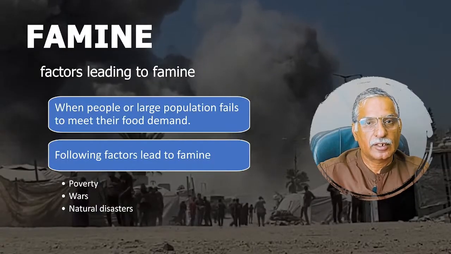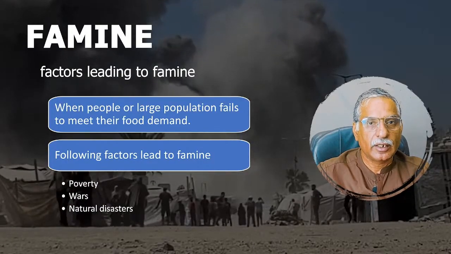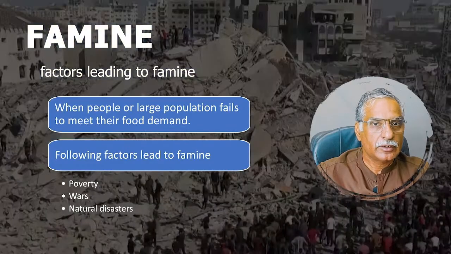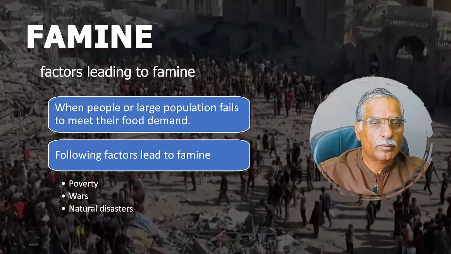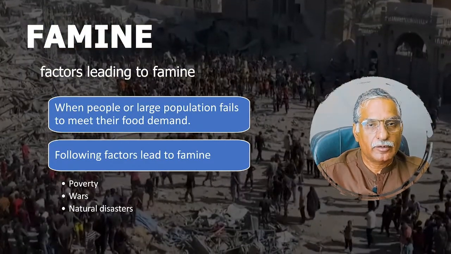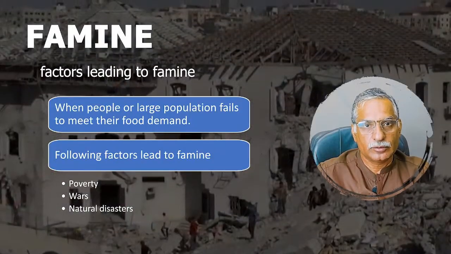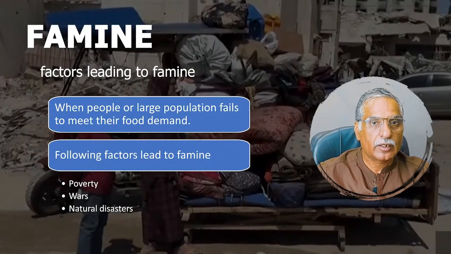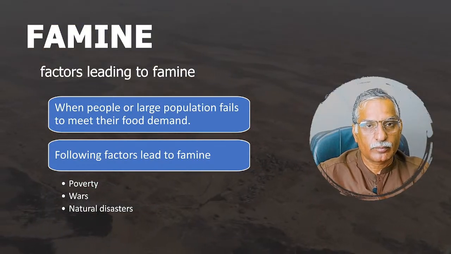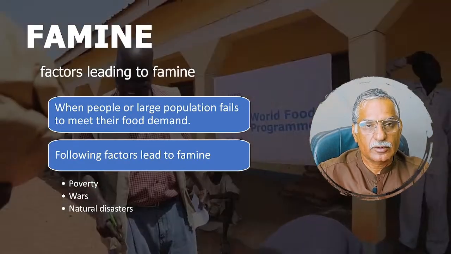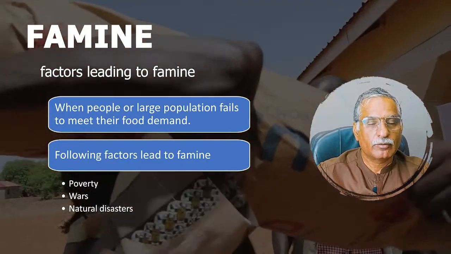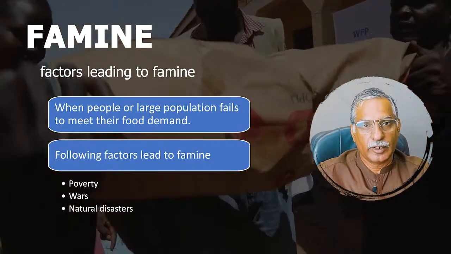Similarly, natural disasters like floods, hurricanes, and earthquakes also destroy vast areas. They also destroy the crops and the agricultural lands, and again there is little food. Similarly, a locust attack on the fields can also deprive us of food. So natural disasters, wars, poverty, and a poor economic state of the country will lead to famine.